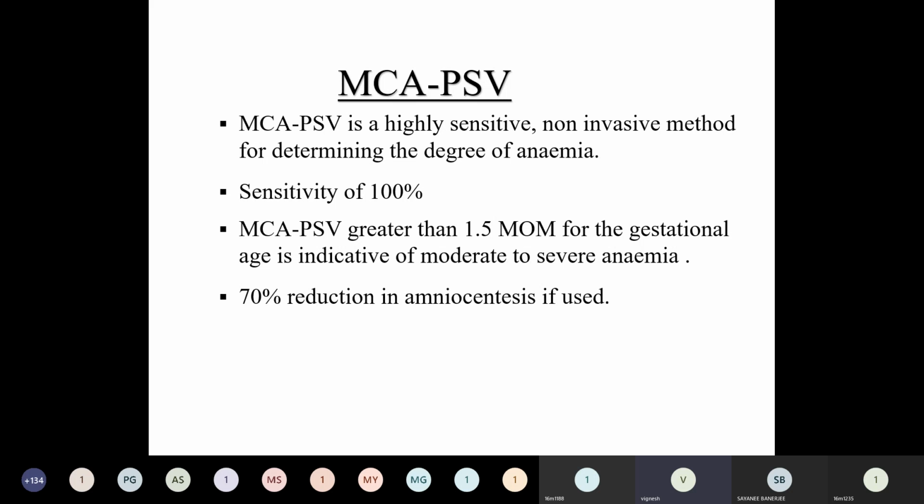For management purposes in an already immunized woman, MCA PSV is very, very important. What is MCA? That is the middle cerebral artery Doppler, one of the Dopplers. You measure the peak systolic value. PSV is the peak systolic velocity. MCA PSV is a highly sensitive, non-invasive method for determining the degree of anemia. The sensitivity of this Doppler is about 100%. MCA PSV greater than 1.5 MoM, that is multiples of the median.